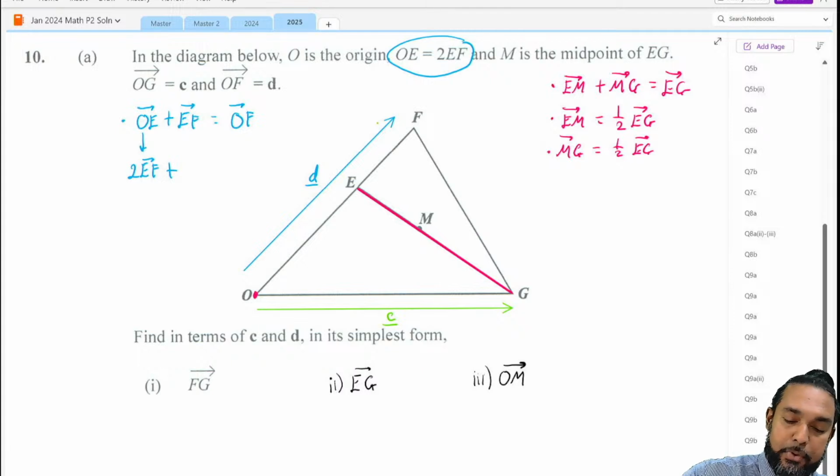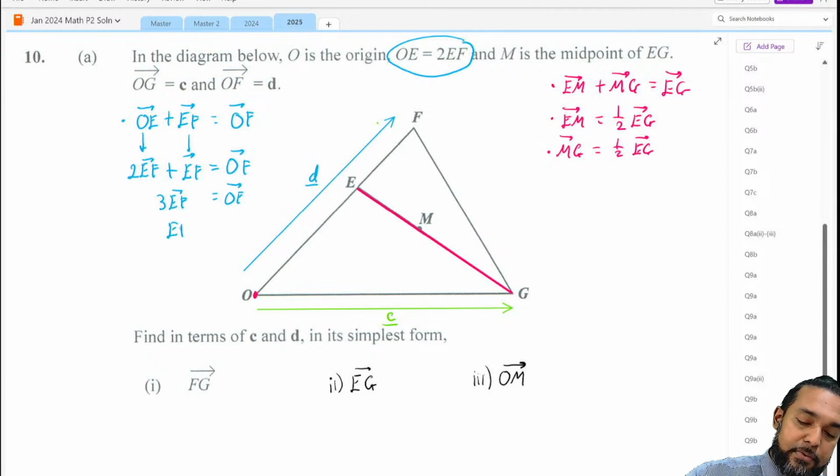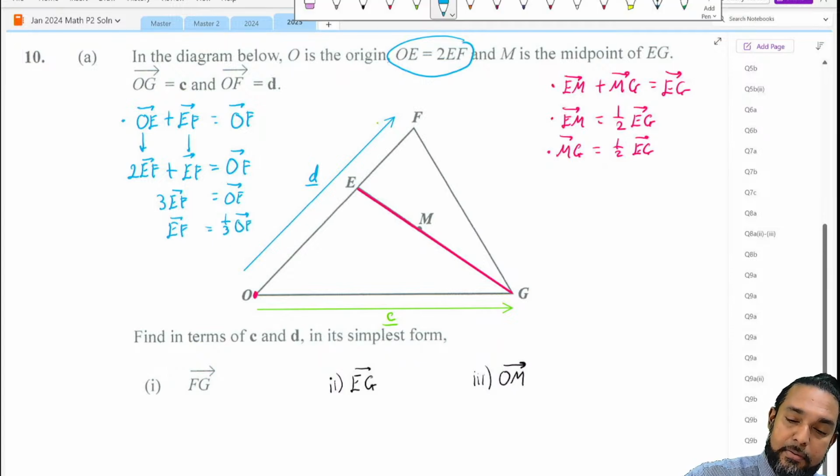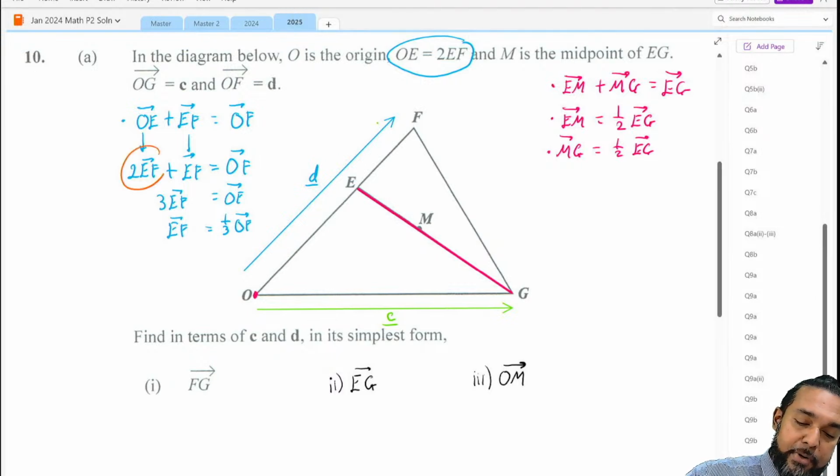But OE is equal to 2 times EF, not so? So if we replace OE with 2 times EF, and then put back the EF from above, right? That's still equal to OF, not so? And what's 2 EF plus 1 EF? 3 EF. And if 3 EF is equal to OF, it means that EF is 1/3 of OF. And if you bring this back now, it means that OE is 2 times this. And what's 2 times 1/3? 2/3.